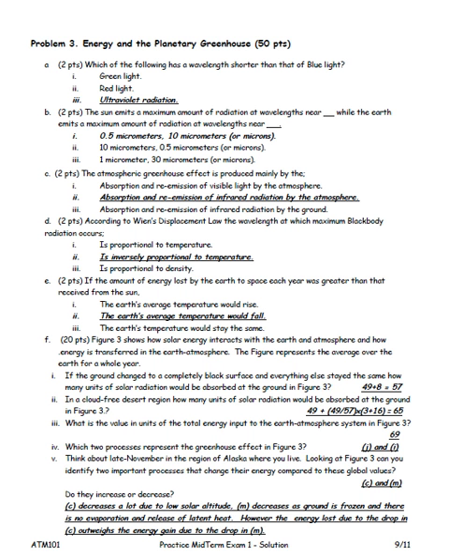Number 1, absorption and re-emission of visible light by the atmosphere, is incorrect because the atmosphere doesn't absorb significant visible light. And number 3, absorption and re-emission of infrared radiation by the ground, is also incorrect. The ground primarily absorbs visible light in its heating from the Sun and then emits infrared radiation as it attempts to cool.